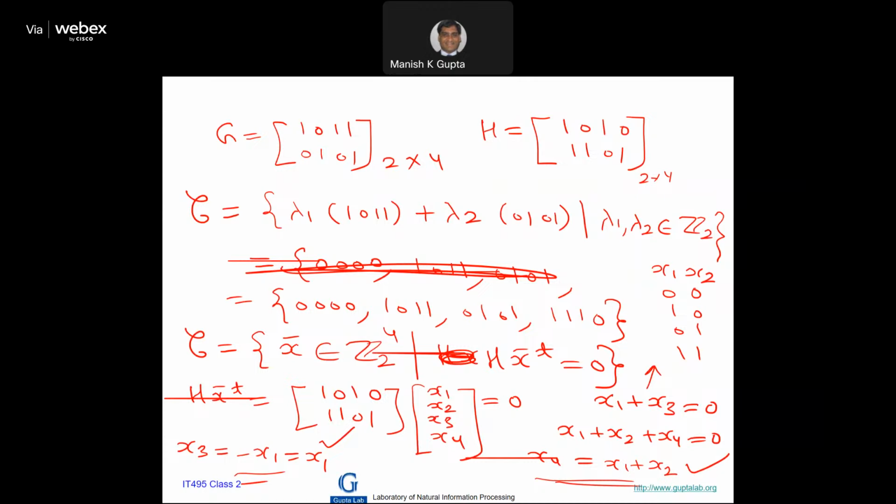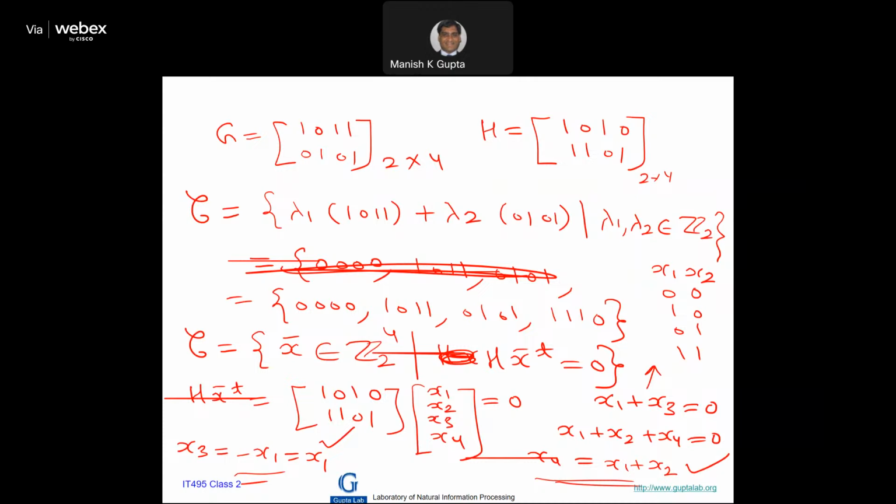That's an interesting thing, right? Getting the same C. So this is the story of the parity check matrix essentially. Okay, so I hope you got this C from H.